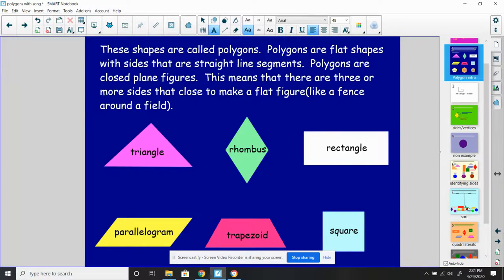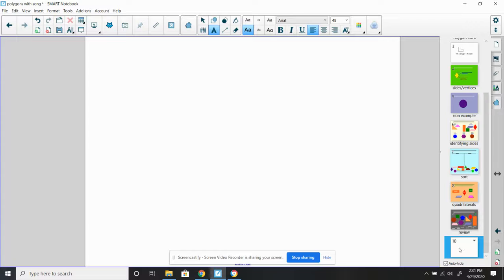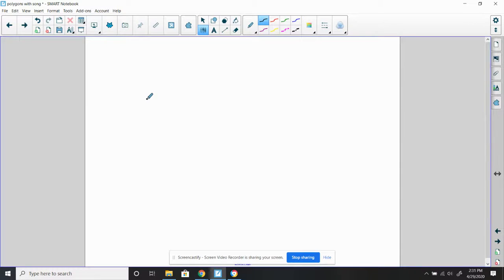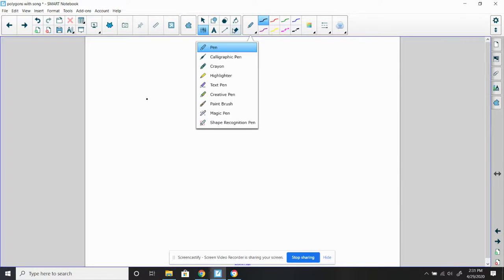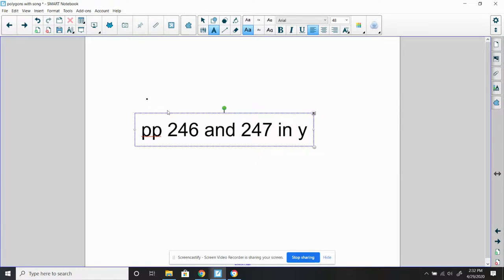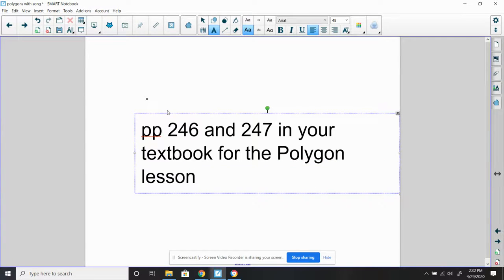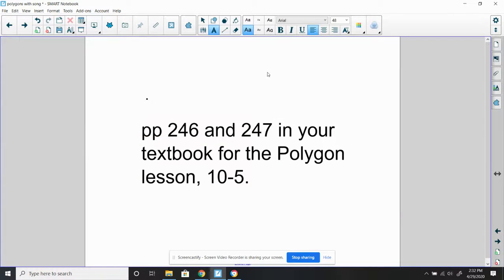For further help and definitions, if you need some extra help, you can look on pages 246 and 247 in the textbook, Polygon lesson. And there are definitions on the top of that page as well.